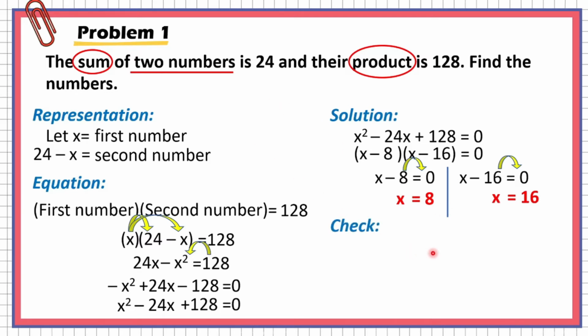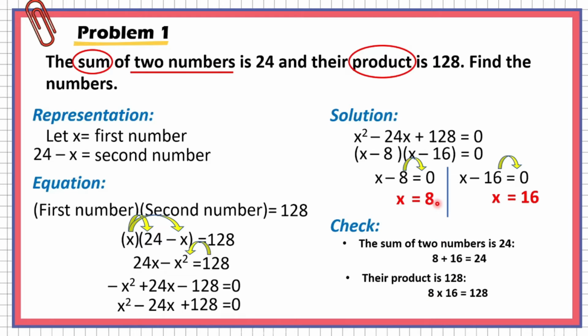So let us check. We have the sum of two numbers. So ito yung ating first clue dito, sabi niya is 24. So if we're going to add 8 plus 16, makukuha natin si 24. So check na tayo doon. Second clue naman, we have their product is 128. So if we're going to multiply 8 times 16, we will get 128. So meaning to say, the answer or the two numbers na hinahanap natin will be 8 and 16. Okay, next, let's proceed to problem number 2.